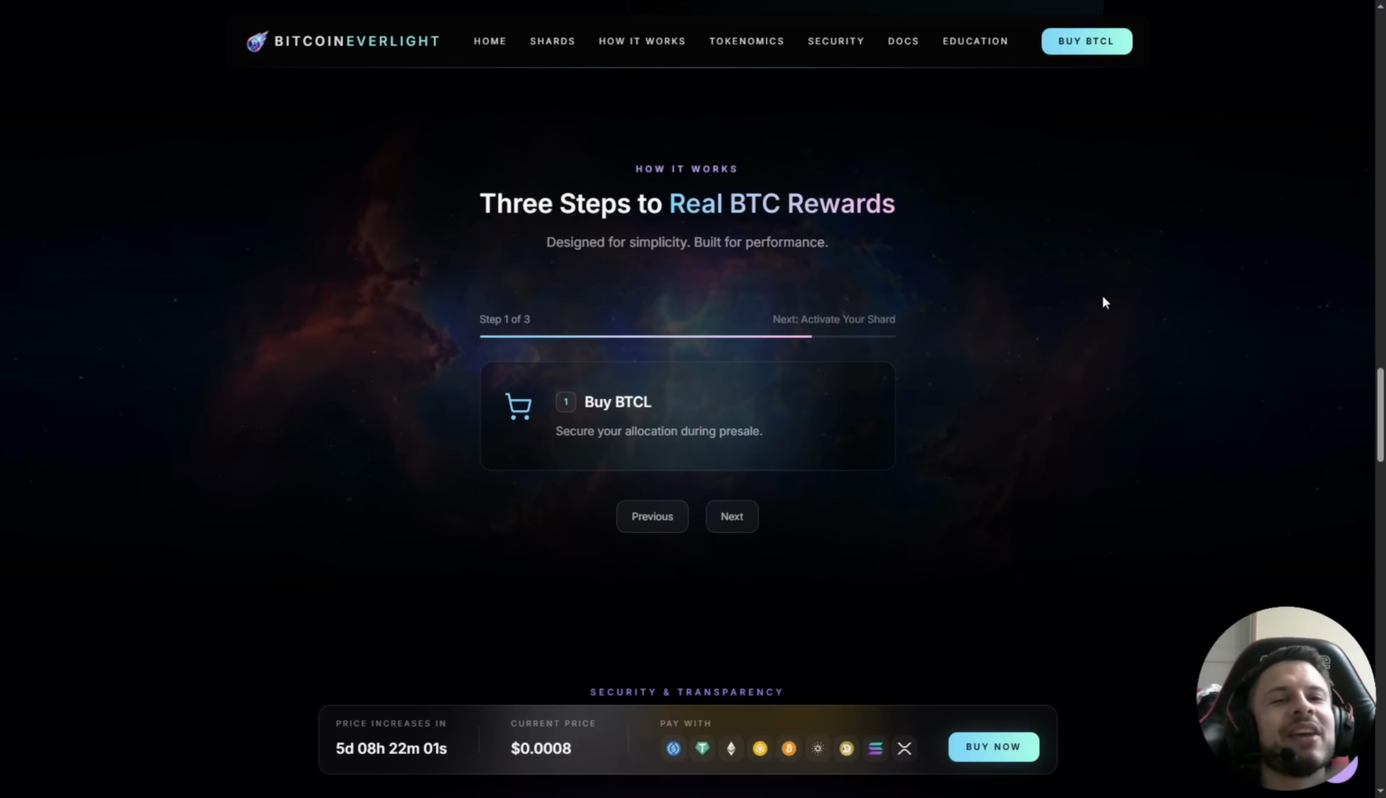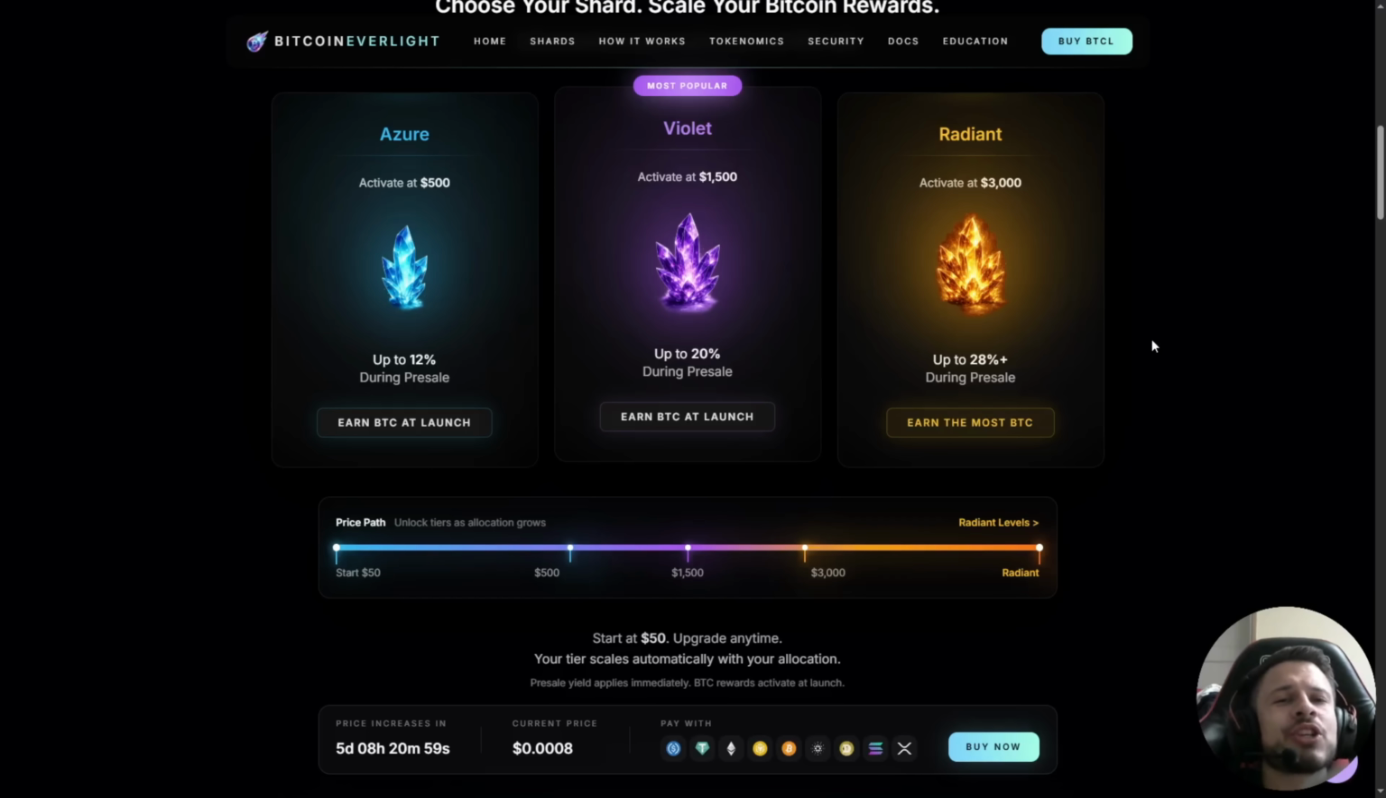But this presale phase is only the beginning, because once the network launches, the economics completely change. When Bitcoin Everlight transitions to mainnet, shards evolve from presale incentives into real network participants. The reward model shifts from fixed incentives to performance-based Bitcoin rewards. Instead of fixed APY, rewards come from real network activity.